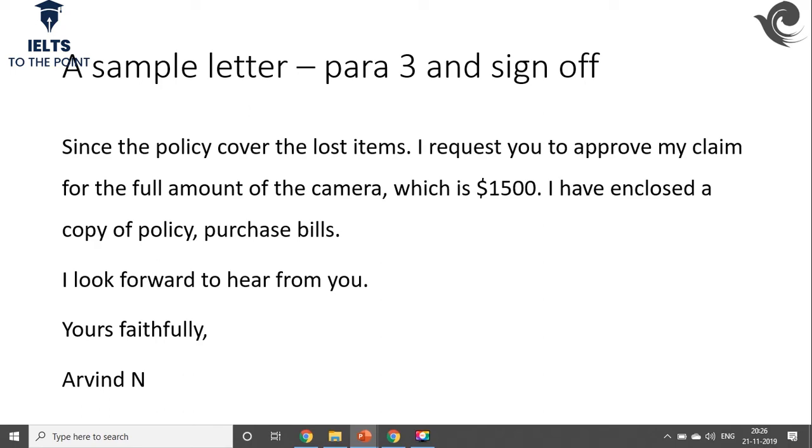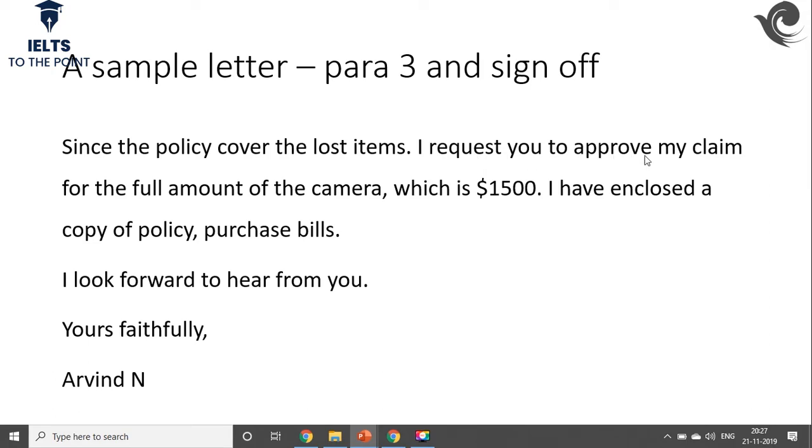Now again we go back to the letter by the student. The student writes, since the policy cover the lost items, I request you to approve my claim for the full amount of the camera, which is $1,500. I have enclosed a copy of policy purchase bills. There should be "and" over here. I look forward to hear from you. Yours faithfully, Arvindan. Again, this is very abrupt.